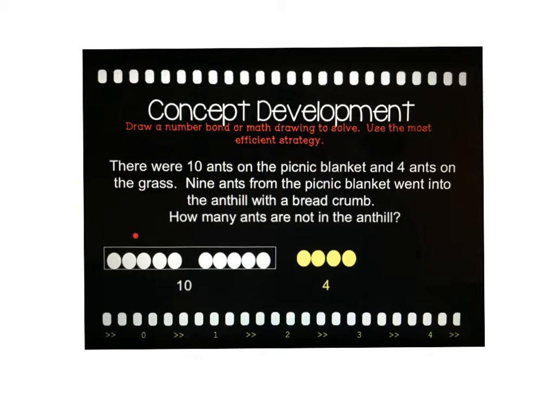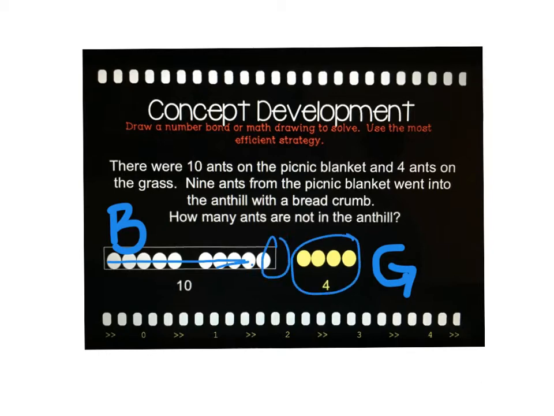So I started by giving you the 10 ants on the blanket, and I think I'm going to write the letter B here to remind me that that's the ants on the blanket. And there were 4 ants on the grass. So these are the ants that are on the grass. So now that I have the ants on the grass, I want to find out how many ants went into the anthill with their yummy little breadcrumb. And it says 9 ants from the picnic blanket went into the anthill. So I'm going to take those away because those ants left. So I'm going to cross out 9 ants. I have 4 here and 1 more left, which means that I have 5 ants left.